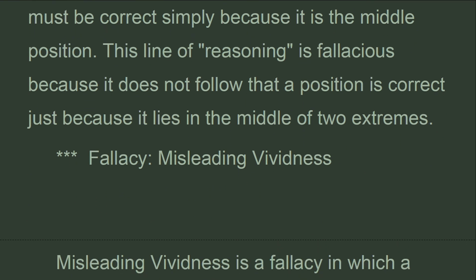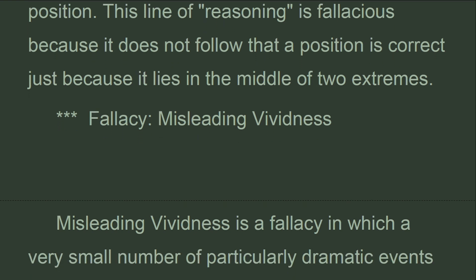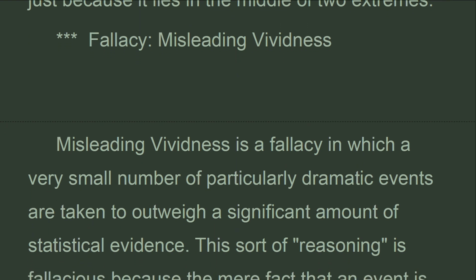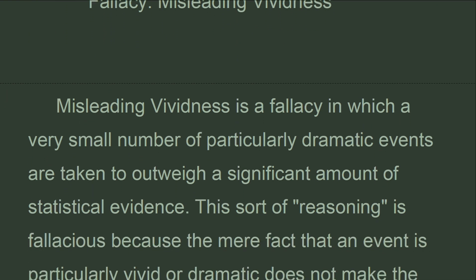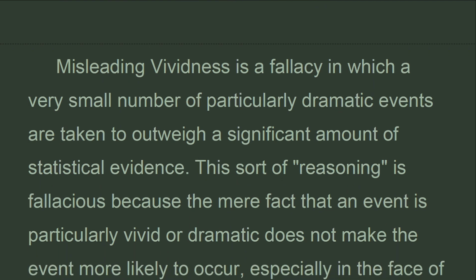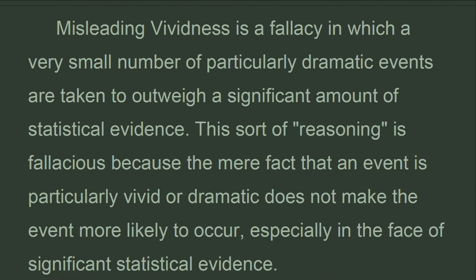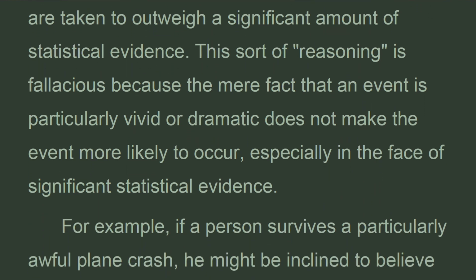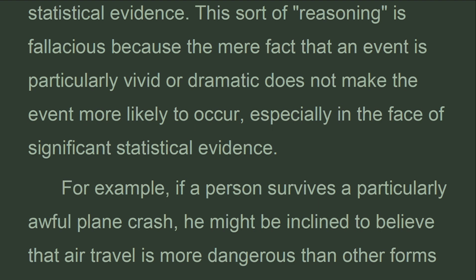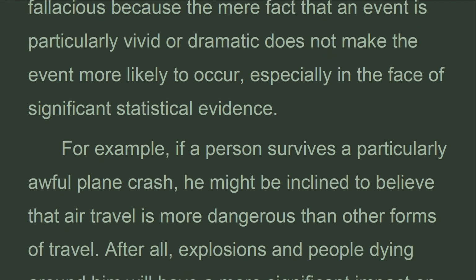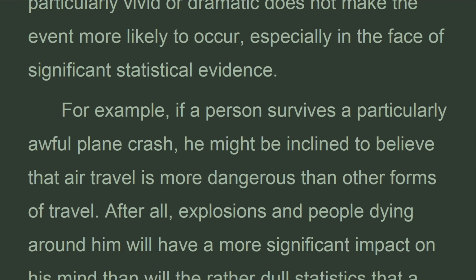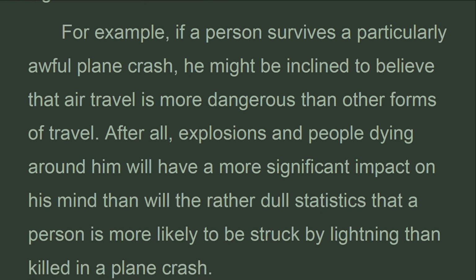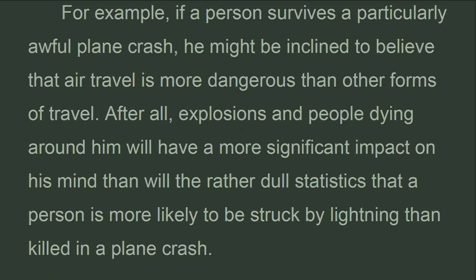Fallacy: Misleading vividness. Misleading vividness is a fallacy in which a very small number of particularly dramatic events are taken to outweigh a significant amount of statistical evidence. This sort of reasoning is fallacious because the mere fact that an event is particularly vivid or dramatic does not make the event more likely to occur, especially in the face of significant statistical evidence. For example, if a person survives a particularly awful plane crash, he might be inclined to believe that air travel is more dangerous than other forms of travel.